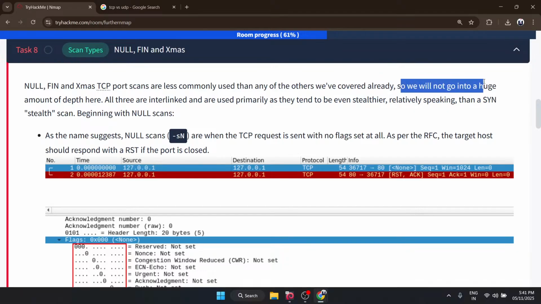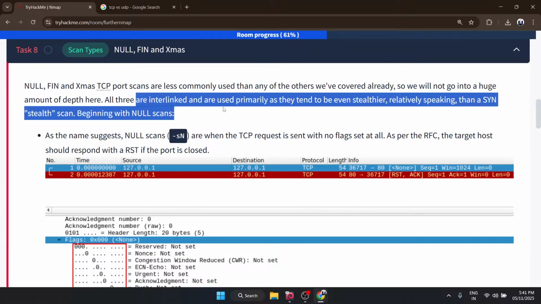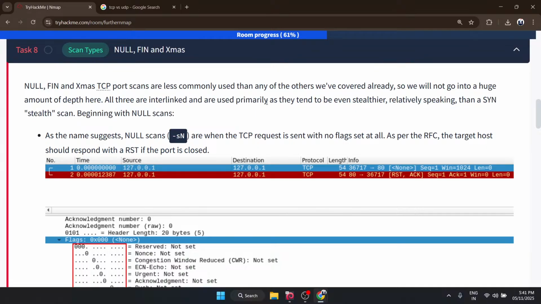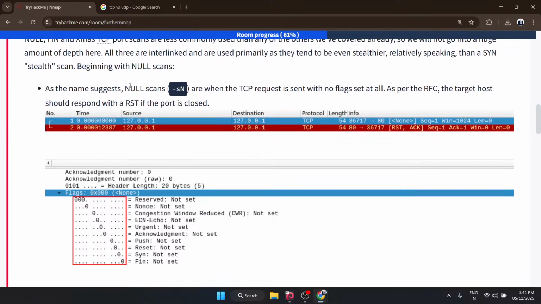So we will not go into a huge amount of depth here. All three are interlinked and are used primarily as they tend to be even stealthier. Why? It's even stealthier than the SYN scan. Beginning with the null scan, why is it so? We'll get to that point. As the name suggests, it sends a null packet, and for sending this null packet, we simply put hyphen sN.